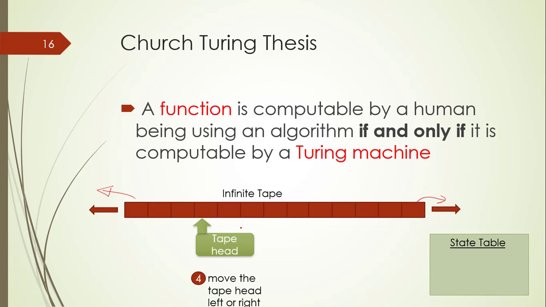So what do we do? We read the symbol, access the state table. Based on what the state table tells us, we either keep the same symbol in that cell or overwrite it with a new symbol. And then we move the tape head one step to the left or one step to the right.